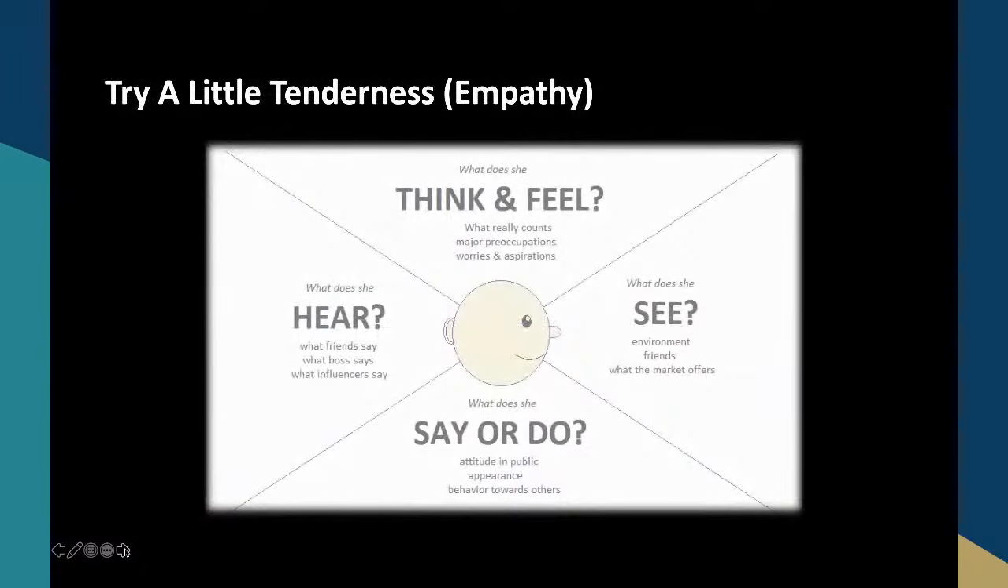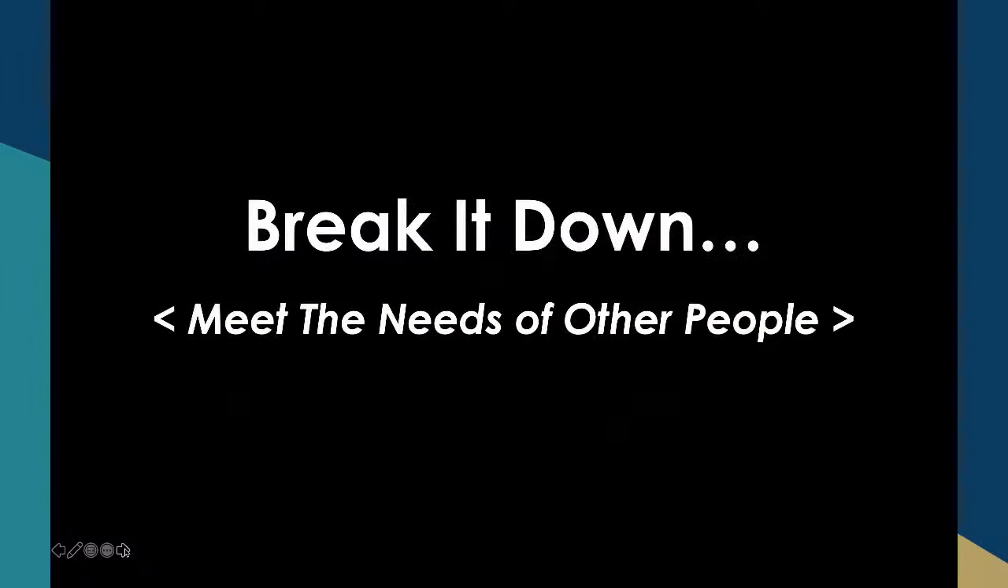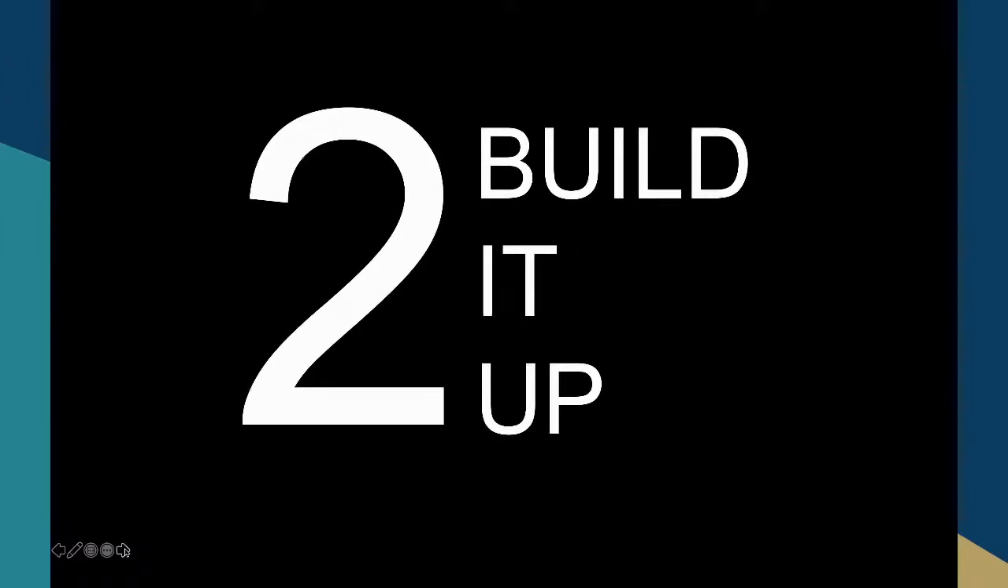You also need to try a little tenderness, and need to think and understand what they think and feel, what they hear and see, or what they say and do. And more importantly, a lot of times we forget when we're creating products that we need to understand what our true value proposition is, right? What are the pains and gains and what are their jobs that they need to do in order to use your product? So ultimately, when you want to break it down, what you need to do is really understand and meet the needs of other people. Mantra number 1, in case you forgot.